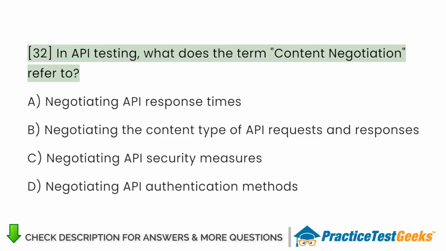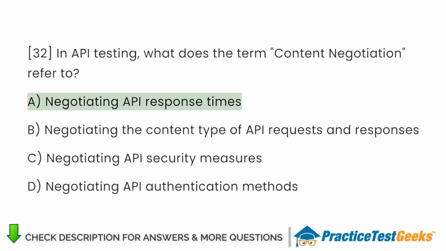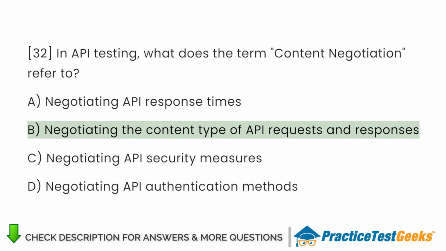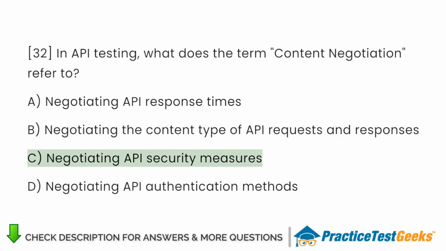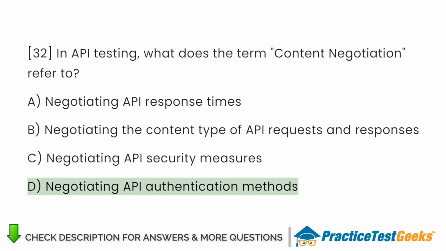In API testing, what does the term content negotiation refer to? A. Negotiating API response times. B. Negotiating the content type of API requests and responses. C. Negotiating API security measures. D. Negotiating API authentication methods.